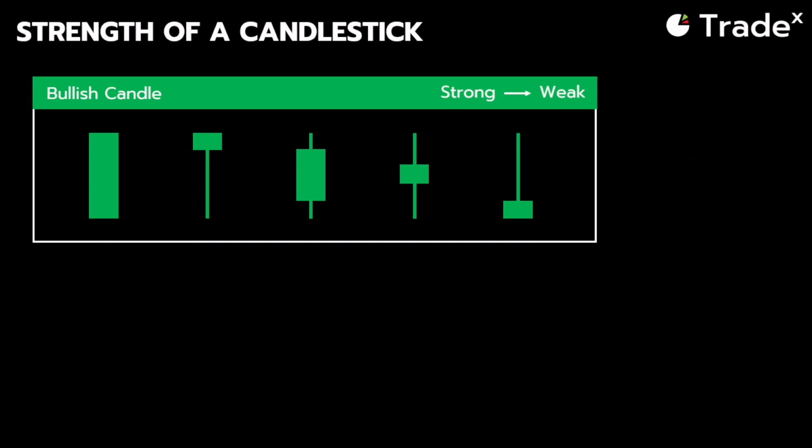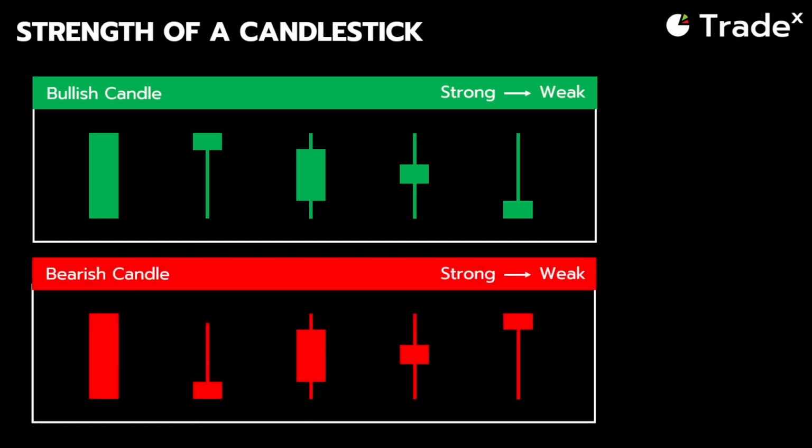This concept also applies to bearish candlesticks. The strongest bearish candlestick is the one with a large body on the left, indicating a significant drop from the opening to the closing price and reflecting strong downward momentum. Conversely, the weakest bearish candlestick is the one on the right, where the price initially falls but then recovers, showing strong buying pressure that mitigates the bearish trend.